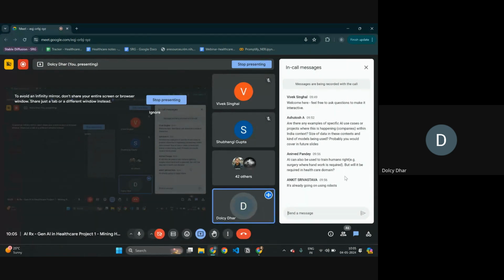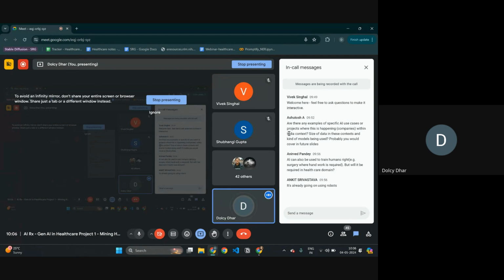Okay. So AI can also be used to train humans, for example, in surgery where handwork is involved. Yes, Anirvid, that's actually a great use case that has been coming up because of augmented reality and other advancements in AI. People can now simulate the entire surgery before the surgeon actually has to perform it. You can simulate that in a holographic setting as well. And now you also have specimens or prototypes on which you can perform the surgery, which have been tailor made for that particular surgery.